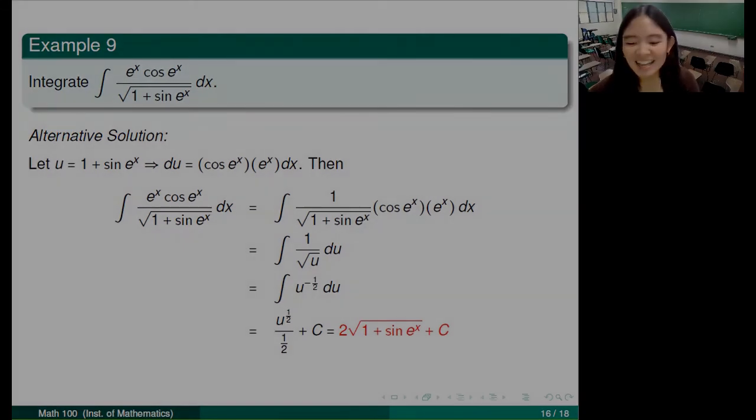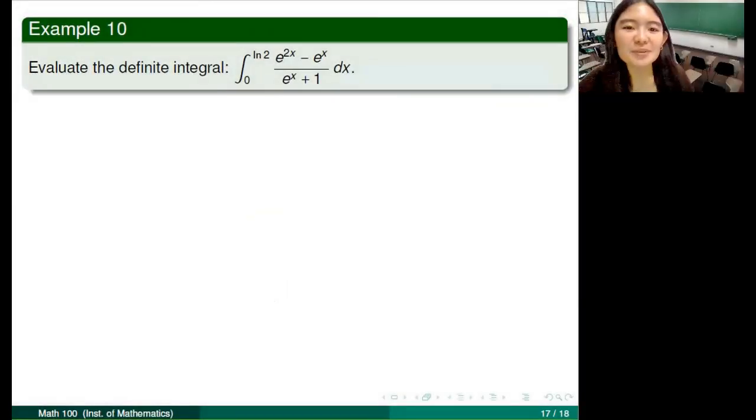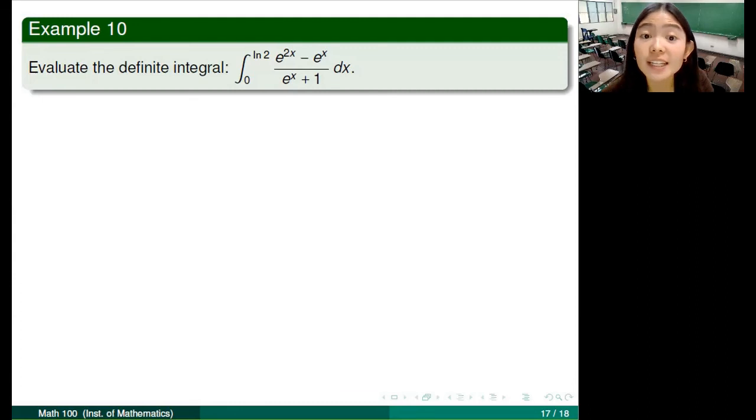Okay. Last na tayo. Hooray! Last example for this lecture. So, evaluate natin ang definite integral. Ito, definite integral. So, kung may mga u sub tayo dito, we also have to change the bounds. And this is our integral.